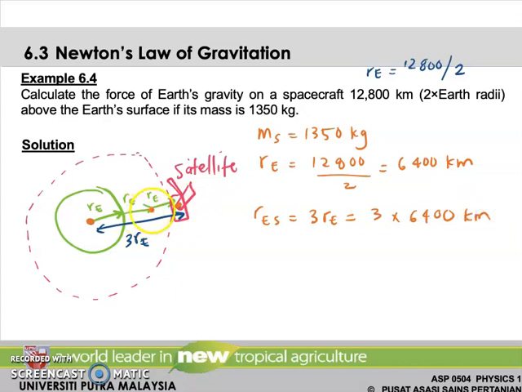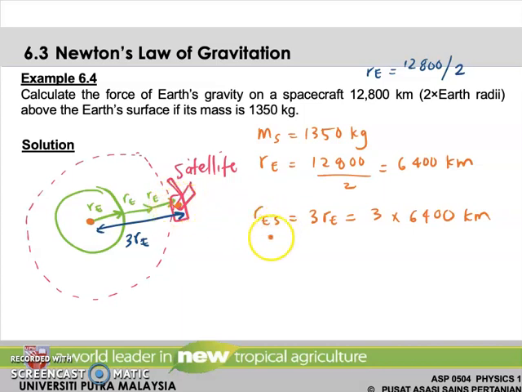If you didn't draw this, you wouldn't have seen this. So it's very important for you to try to visualize the question. I always tell this to my students. Always draw your question to get a clear idea of what you are trying to solve.